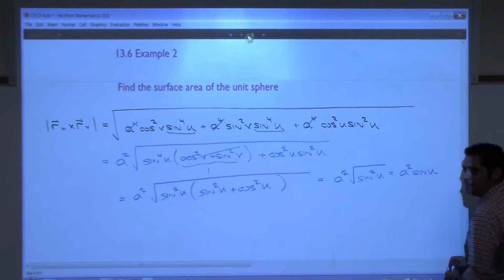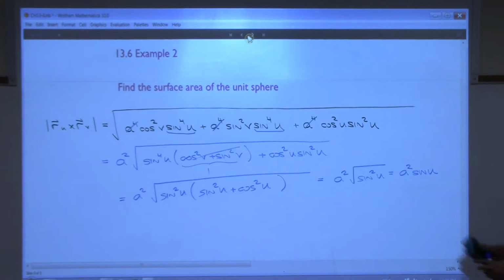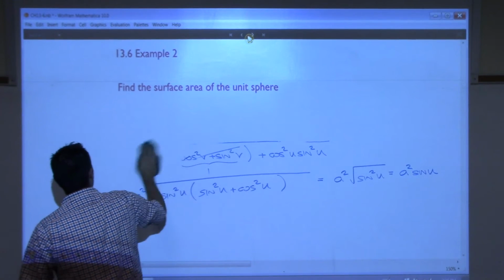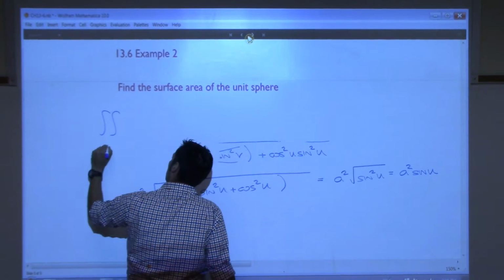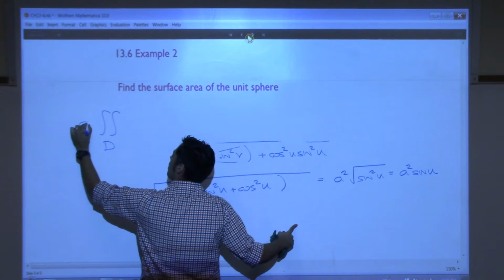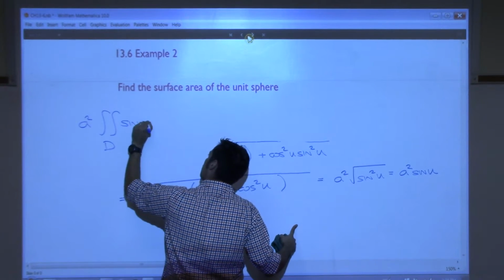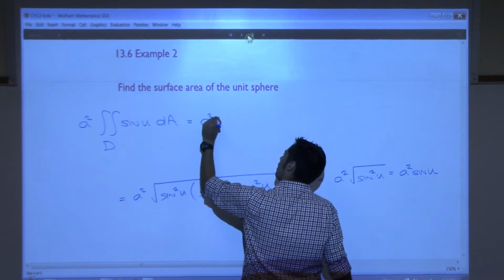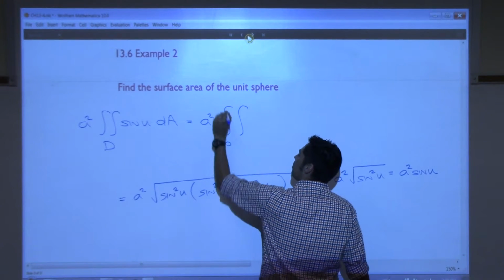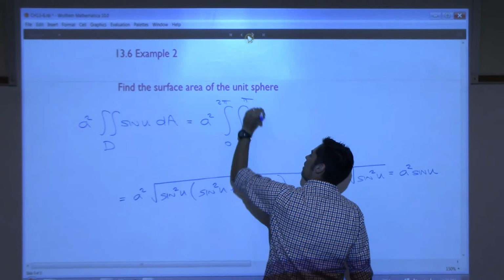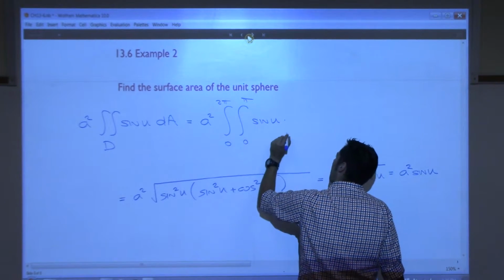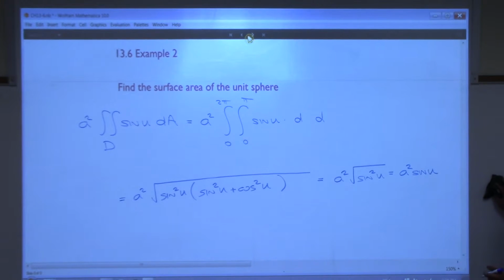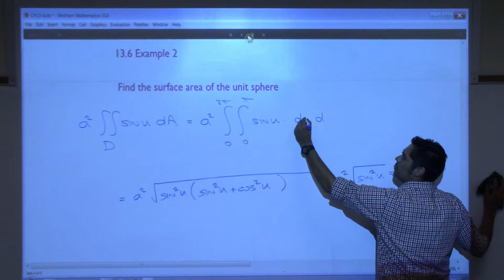Now we just integrate, right? Double integral. So we're going to go double integral over D of a squared. I'm going to pull that out because that's a constant, sine u dA, which in this case I know my restrictions, and they're both constants. So 0 to 2 pi, 0 to pi, sine u. I have to go d what here? With the order I chose here, du dv.